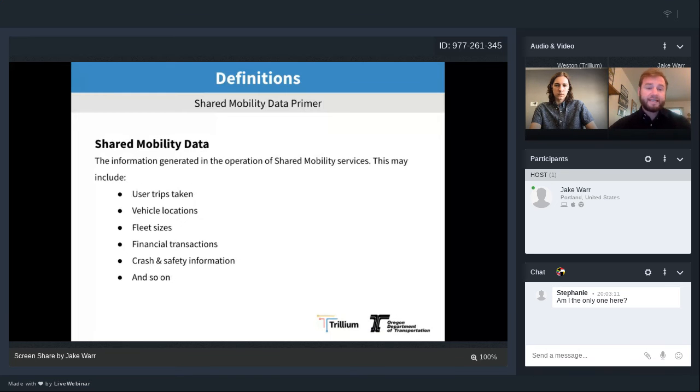Shared mobility data we're defining as the information that's generated in the operation of these shared mobility services. There's a whole variety of information. It can include details about the trips taken, locations of vehicles, and sizes of fleets. There are financial transactions, of course, crash and safety information, and a whole variety of other data that's generated and used during the course of providing and using shared mobility services.